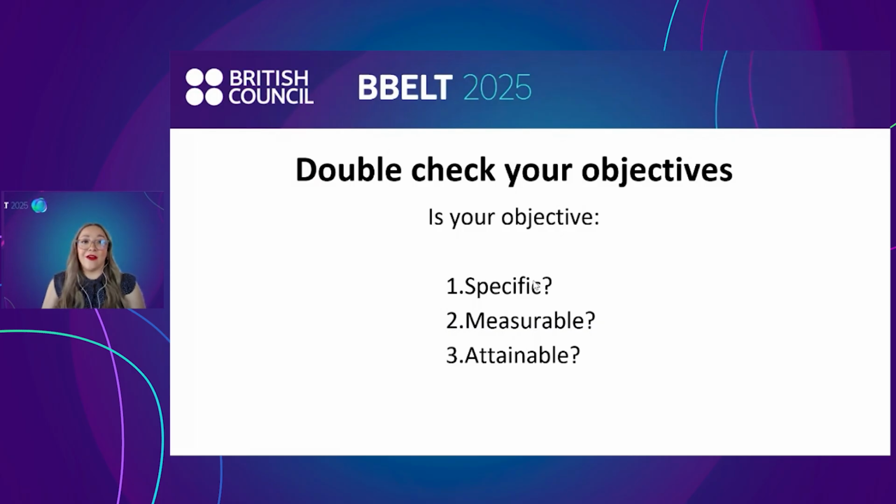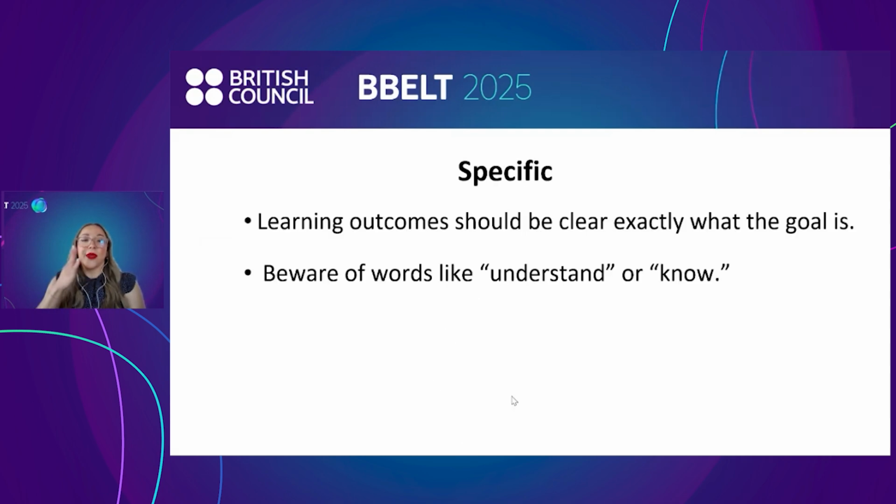If in any of the three questions the answer is no, this indicates an opportunity for you to rephrase the verb and clarify the outcome so that it meets all of these three criteria, so that we can actually get started with the rest of the planning. So what do we mean by the objective being specific? Are the learning outcomes clear enough as to what the goal is?